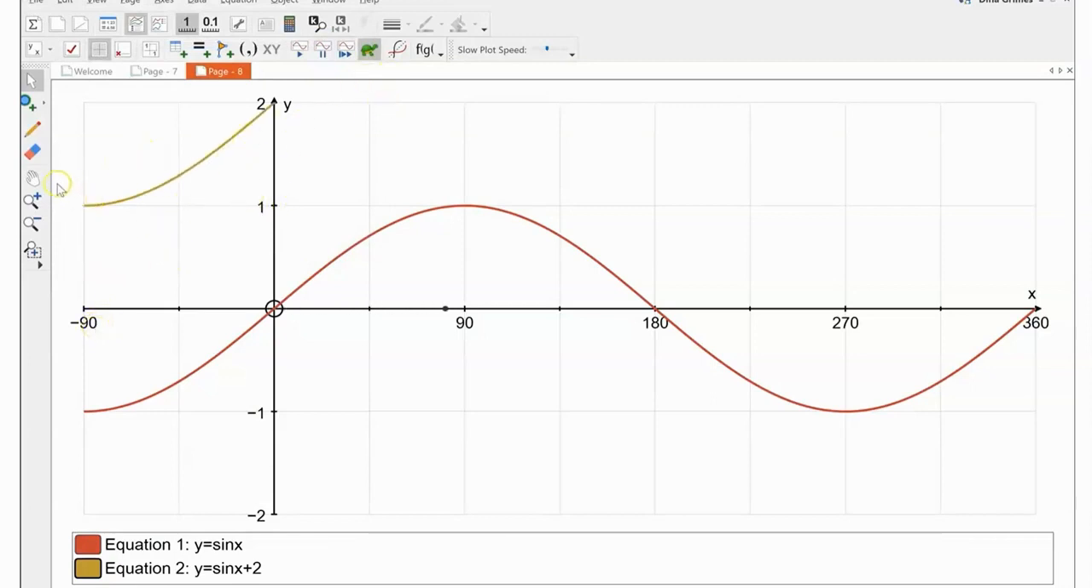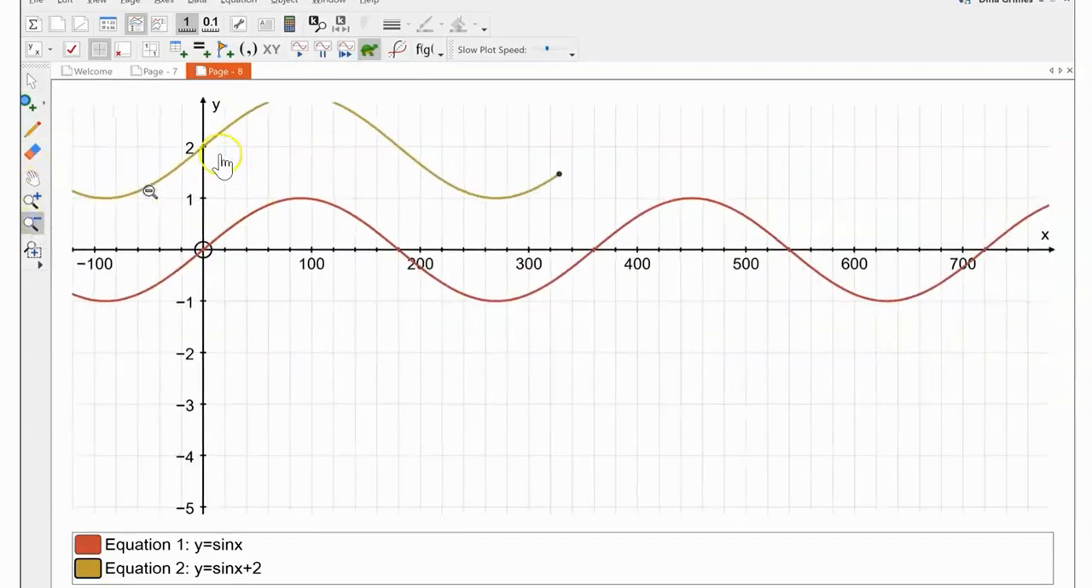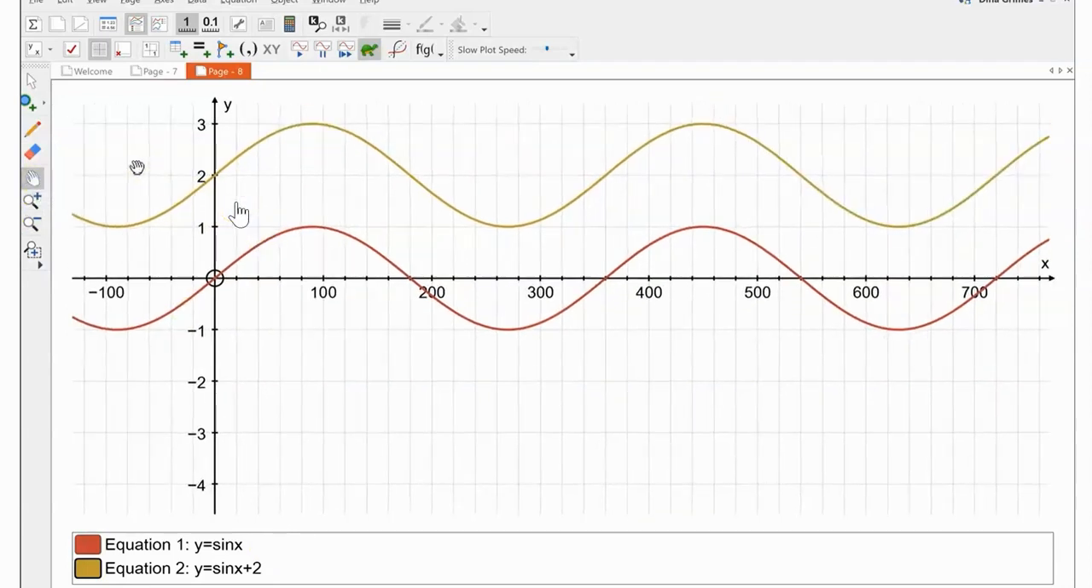As you can see, the graph has moved from 0 on the y-axis to 2 because it says plus 2, so move 2 units up. The whole graph has been moved 2 units upwards.